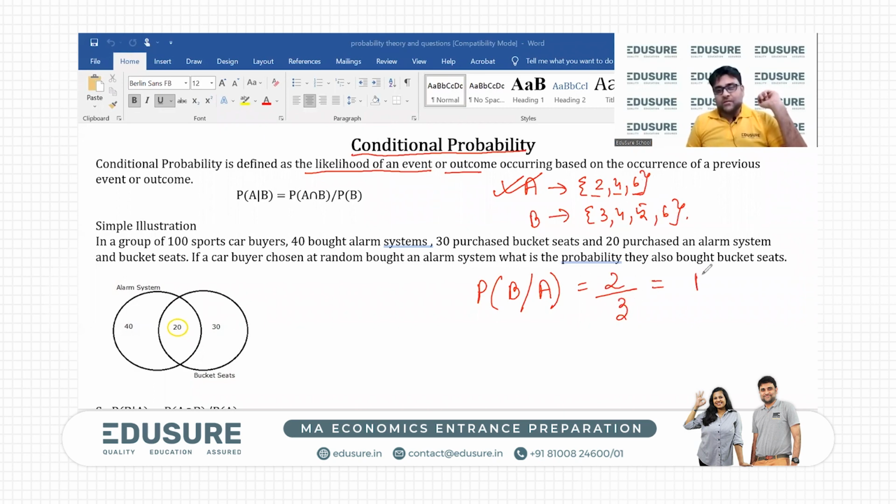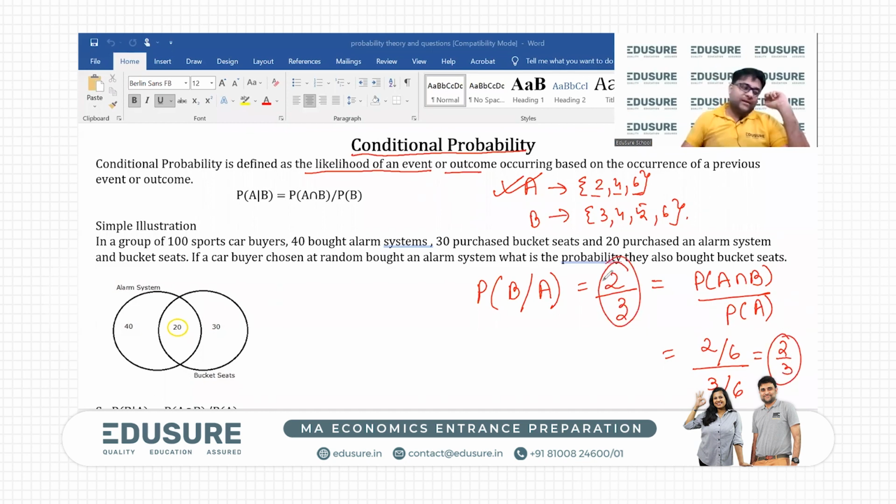This is nothing but probability of A intersection B divided by probability of A. P(A intersection B) is getting 4 and 6, and P(A) is getting 3 out of 6. This is nothing but 2 by 3, which we already have here.